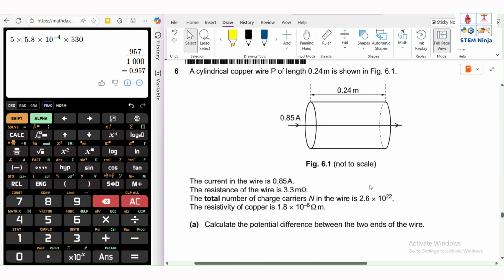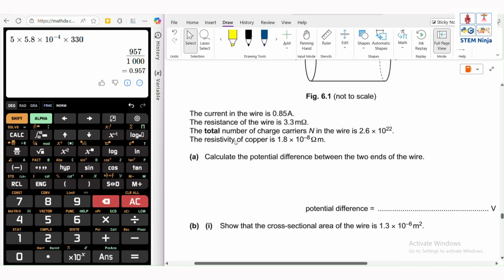All right, question number 6. A cylindrical copper wire of length 0.24 meters is shown in figure 6.1. The current in the wire is 0.85 ampere. Resistance of the wire is 3.3 milliohms. The total number of charge carriers N in the wire is 2.6 × 10^22. Resistivity of the copper is 1.8 × 10^-8. Calculate the potential difference between the two ends of the wire.